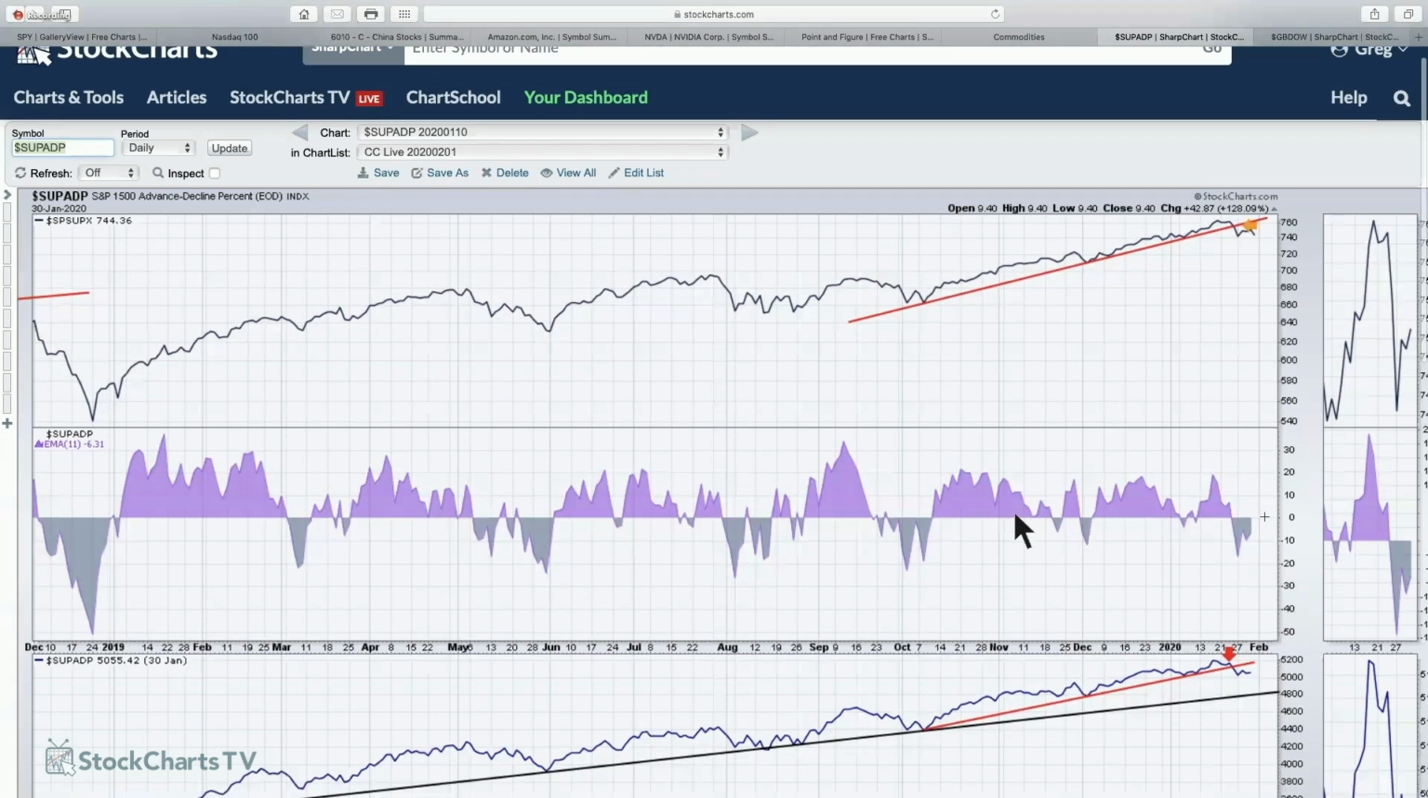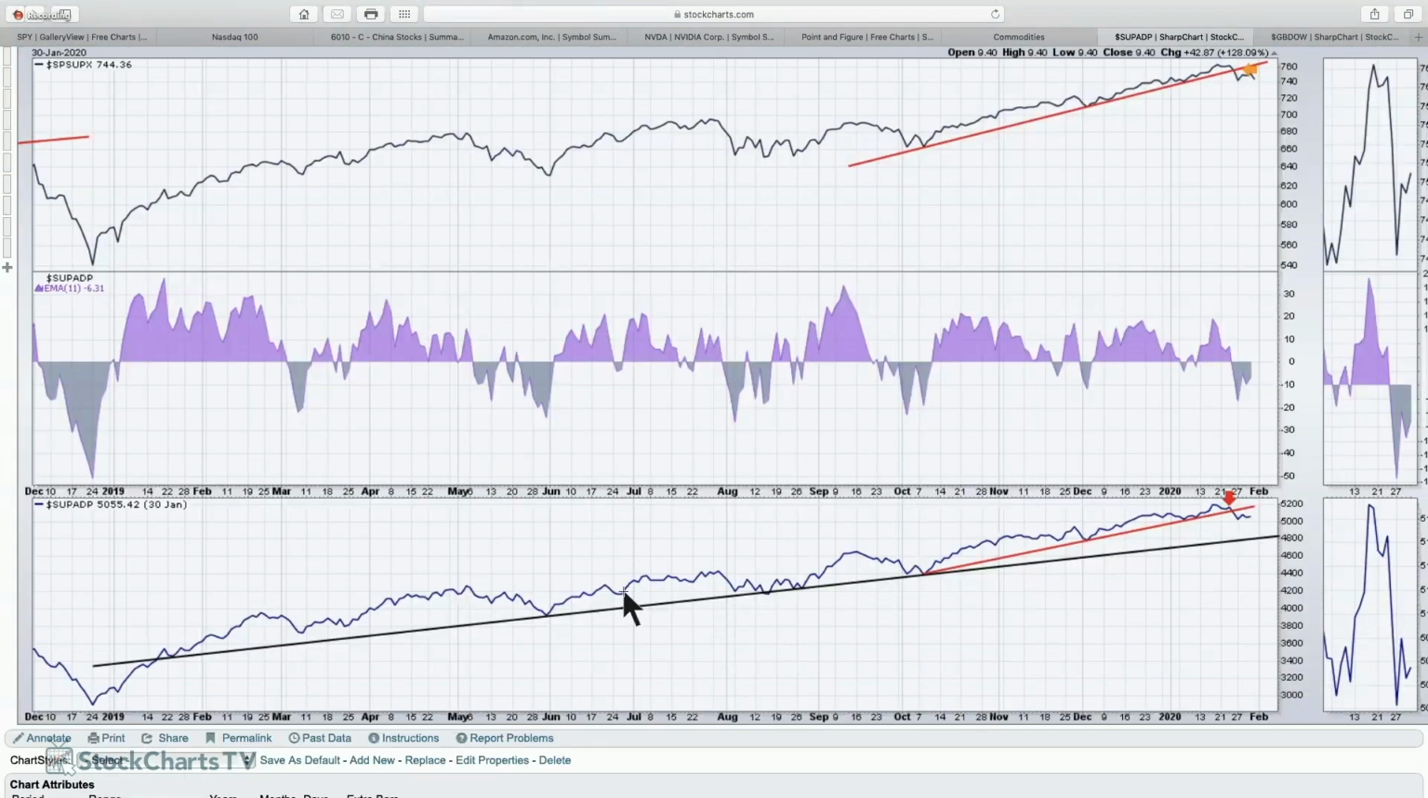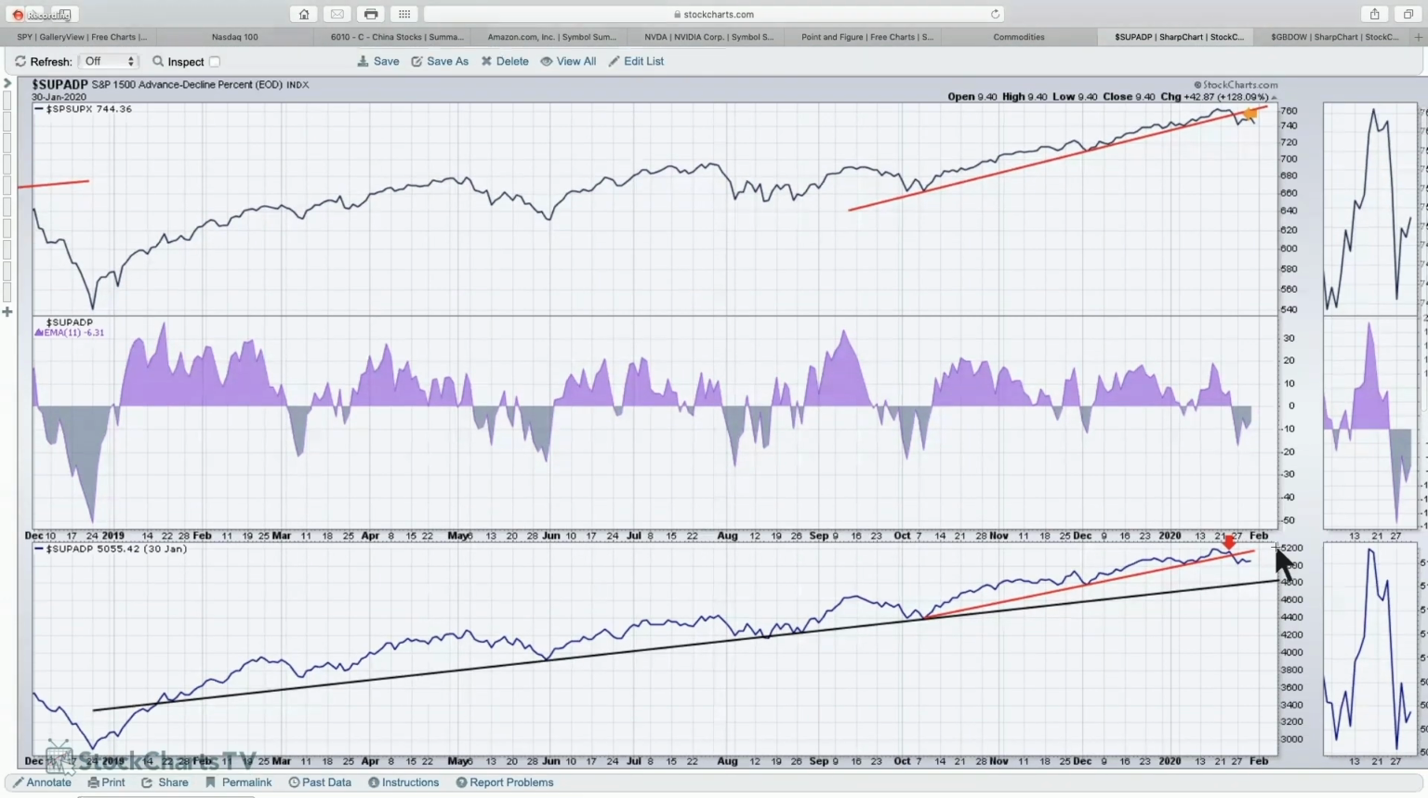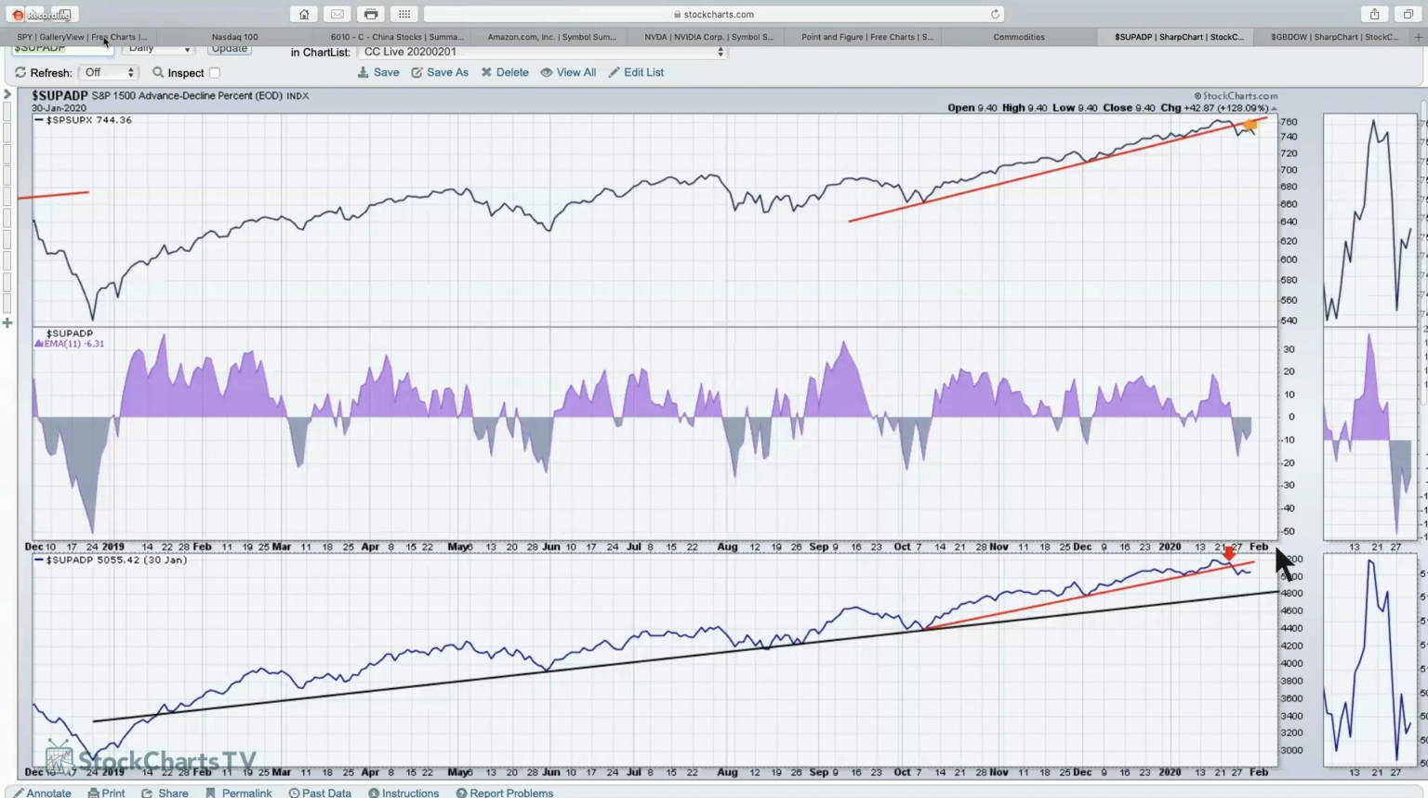So we've broken the October to December uptrend line. And I think now what we want to watch for is for the 1500, we probably don't want to see this break below 4800. So that's an area on the chart I would expect to hold, at least for a bounce. So let's check that out. But those are things I'm watching for just in the near term.